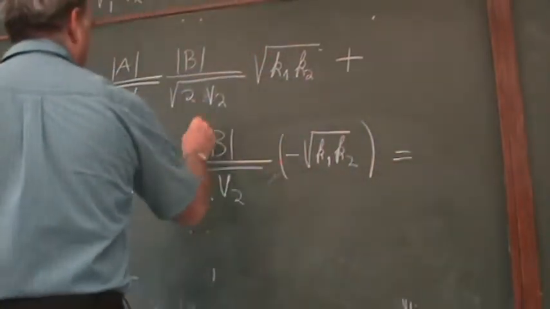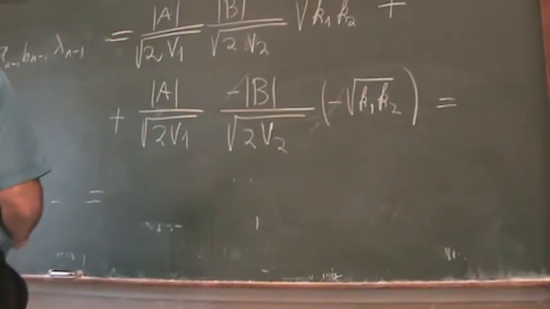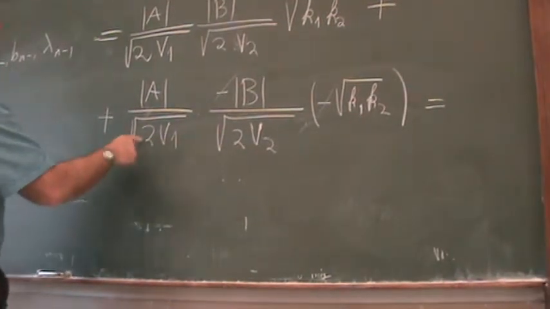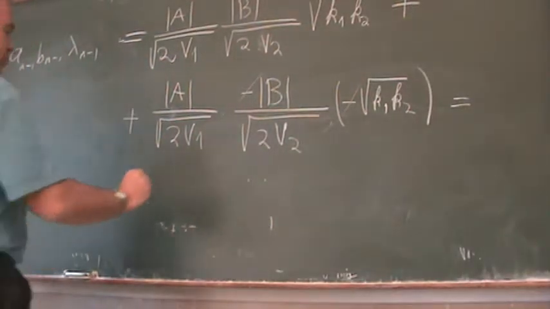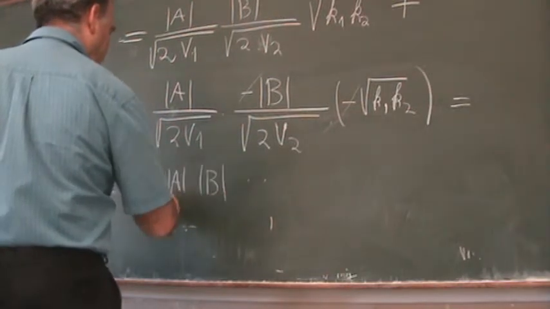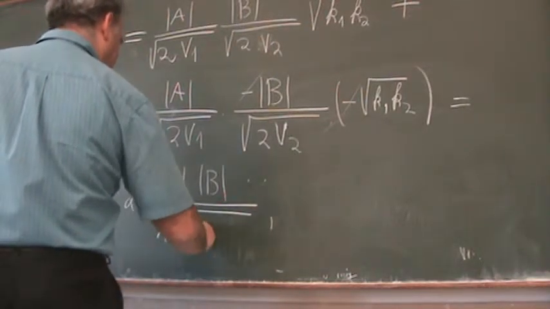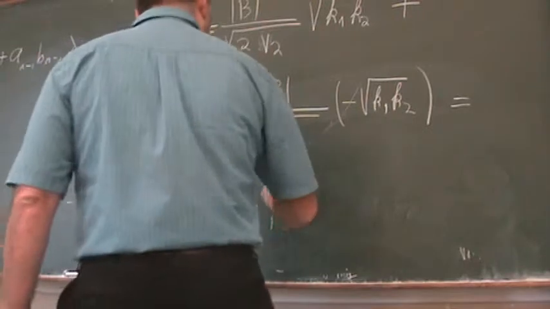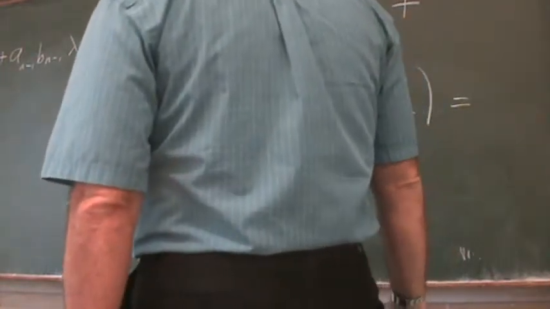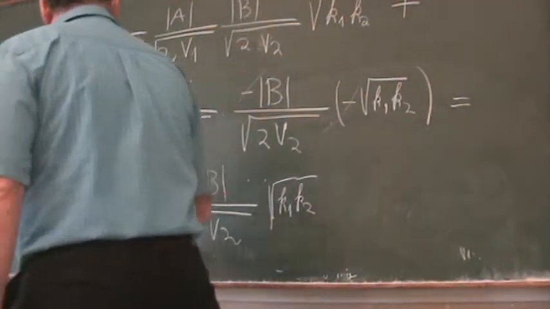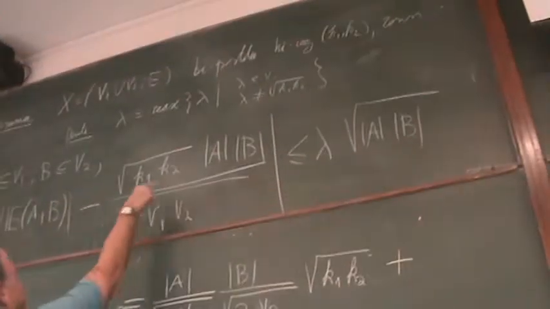So the minuses and minuses are going out, and we are getting the same value twice. And the same value twice, if we multiply this by this, we get twice |A||B| divided by, square root of 2 is going out, of |V1||V2|, times square root of k1 k2. Okay? And this is what we get. But this is exactly what is written here, you see?